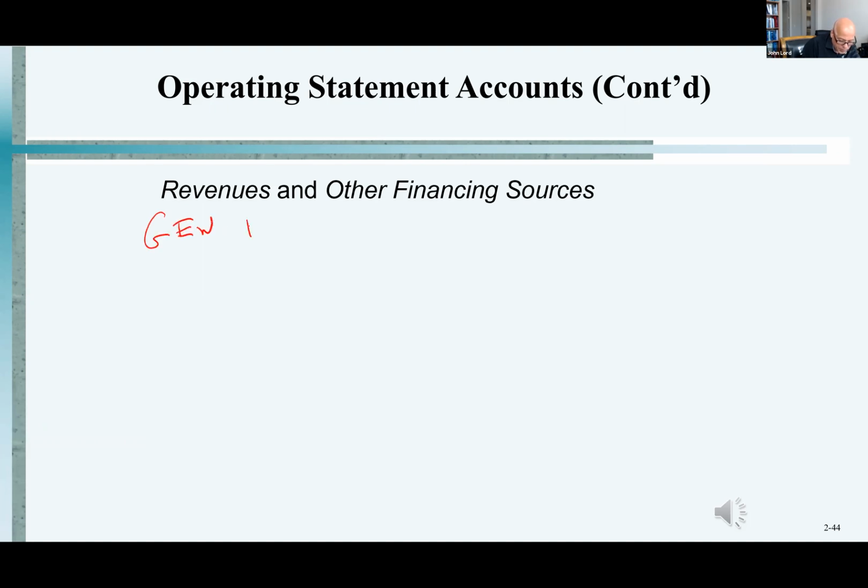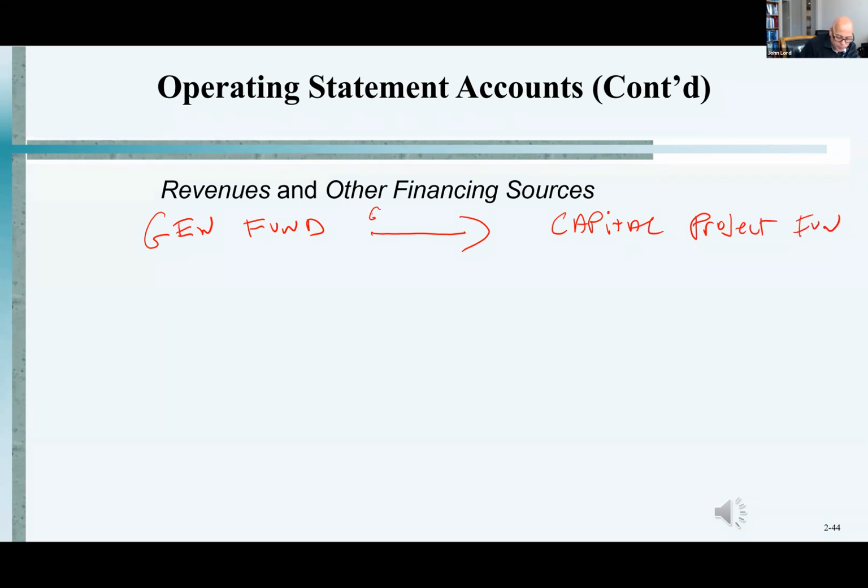So it's money that is basically coming out of the general fund and into the capital project fund. Okay, and it's 30,000. Okay, so in the general fund, and I'm going to ask you to play along with me a little bit. If money's coming out of the general fund, should I debit cash or credit cash? Good. So I'm going to credit cash for 30,000.